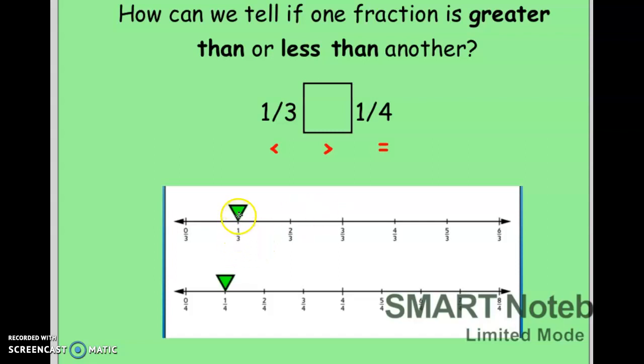I'm noticing that 1/3 is to the right of 1/4 just a little bit, or 1/3 is farther from 0 and closer to 1. That tells me that 1/3 is greater than 1/4. We could also look at it as 1/4 is closer to 0. So 1/4 is less than 1/3.